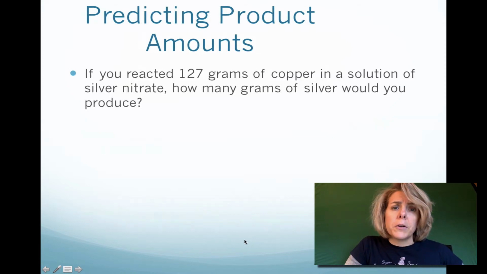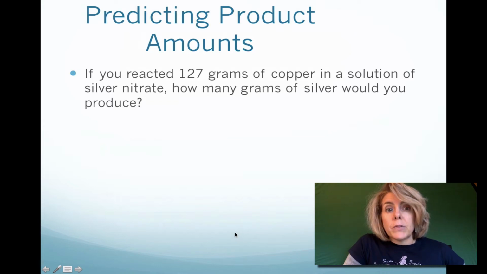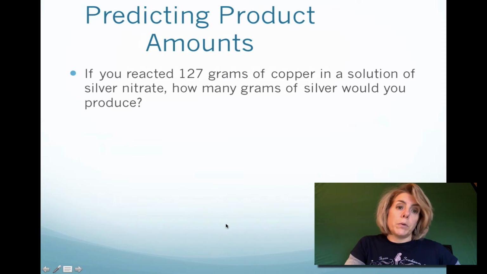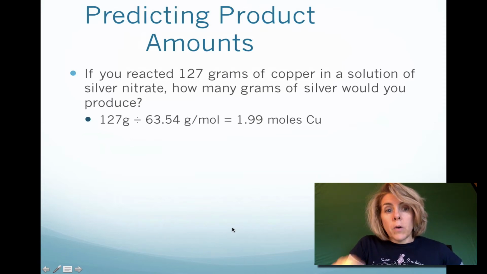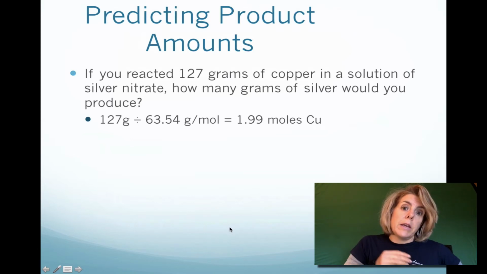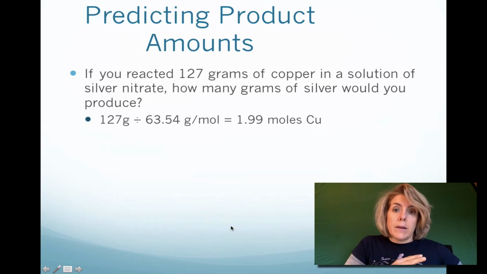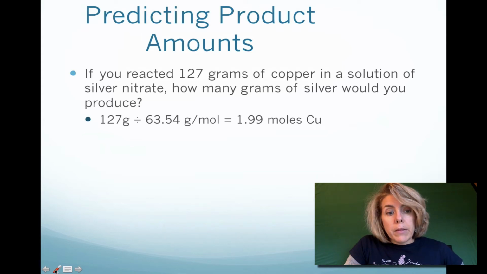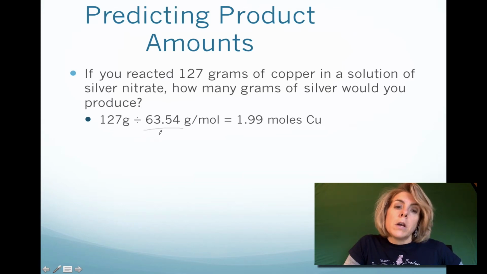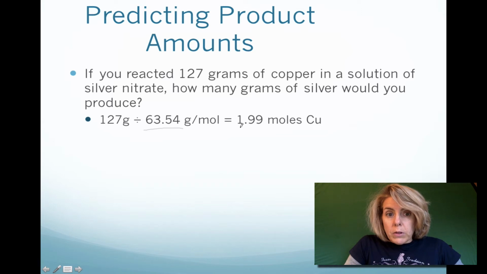Okay, so here's another situation where we want to predict our product. They tell us that we have 127 grams of copper, and if we added it to silver nitrate, they want to know how much silver we could produce from that. The first thing we have to do is, we can't compare apples to oranges. We have to take the copper and first convert it from mass of copper into moles of copper. So we divide by the molar mass of copper, which is 63.54. Grams cancel out, and that gives us moles of copper.